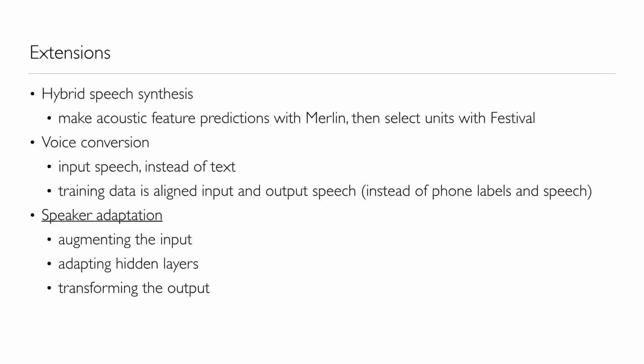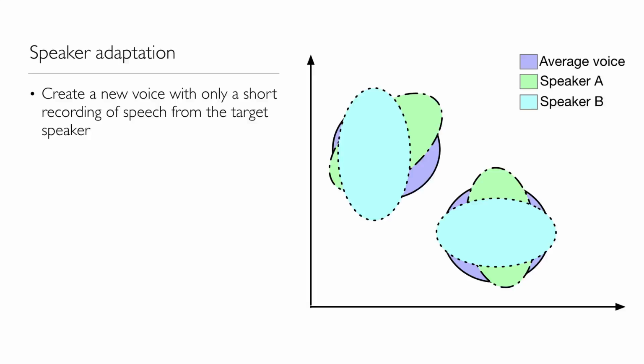So the last topic will be speaker adaptation. I think recently it is also a very hot topic. So in speaker adaptation, the purpose we want to do adaptation is we want to create a new voice with a small amount of data. For example, usually to build a TTS system, we need several hours speech. But speaker adaptation maybe only requires a few minutes or even a few seconds speech to create a new voice.